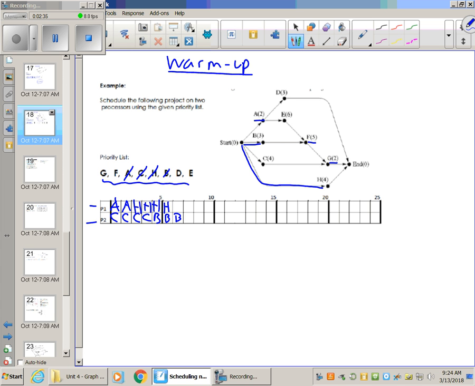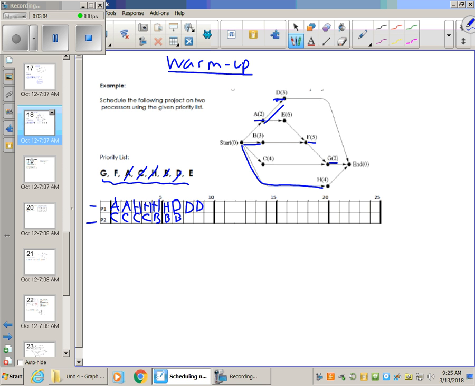Okay, again, start and look at G. No, G's not ready. F's not ready because we haven't done E. Is D ready? Well, yeah, D's ready because we've done A, its prerequisite. So as long as A is before D on the list, we're good, which it looks like it's going to be. So just go ahead and give it to P1, as far left as you can go. So I'm going to give it 3 D's. All right, so D's out.